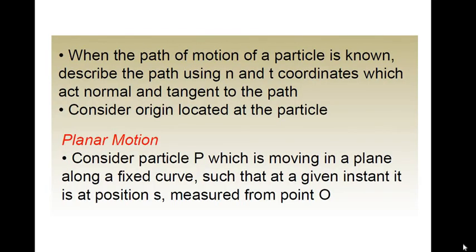Now the second coordinate system, normal and tangential components. When the path of motion of a particle is known, describe the path using n and t coordinates, which act normal and tangent to the path. Consider the origin located at the particle.